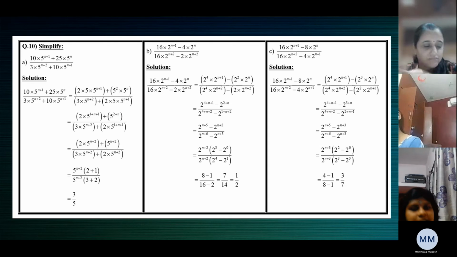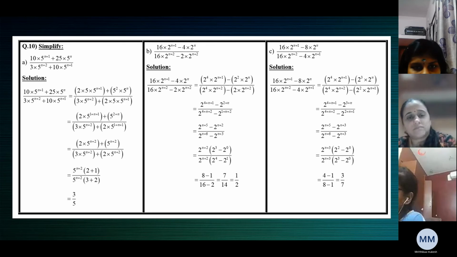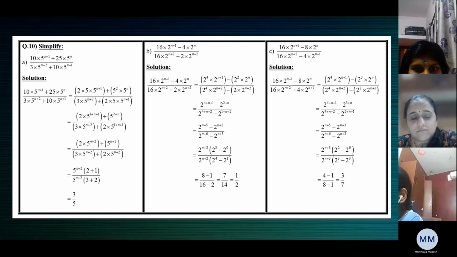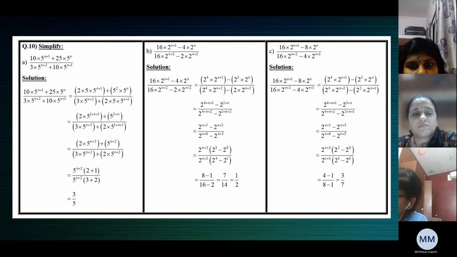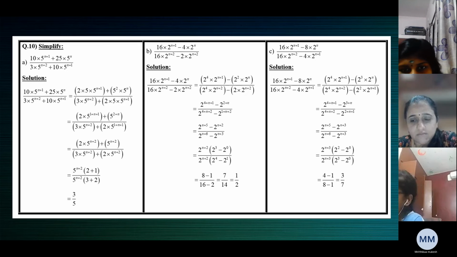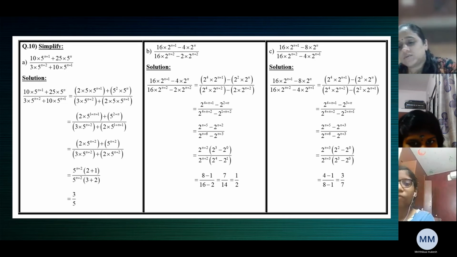Ma'am, for that, 16 into 2 to the power n plus 1 minus 4 into 2 to the power n, divided by 16 into 2 to the power n plus 2 minus 2 into 2 to the power n plus 2. For the first step, we should open the bracket and we should put 2 power 4 into 2 power n plus 1, ma'am. We should close the bracket. No, you should explain why it is 2 to the power 4.